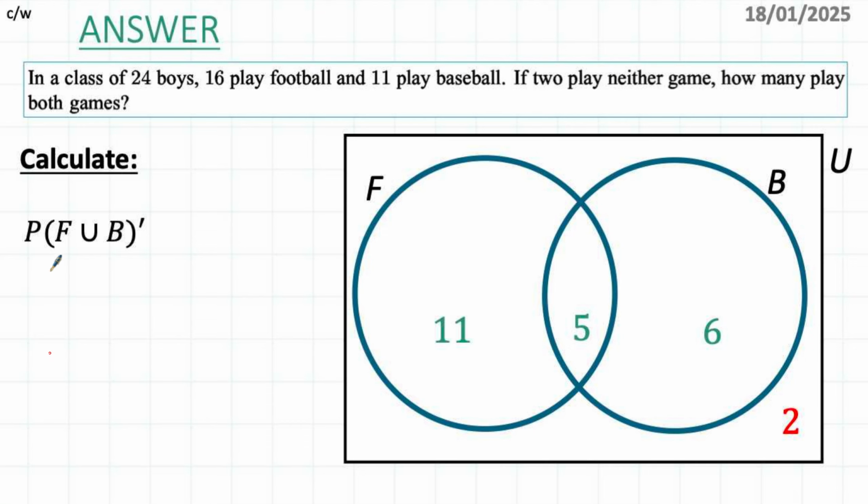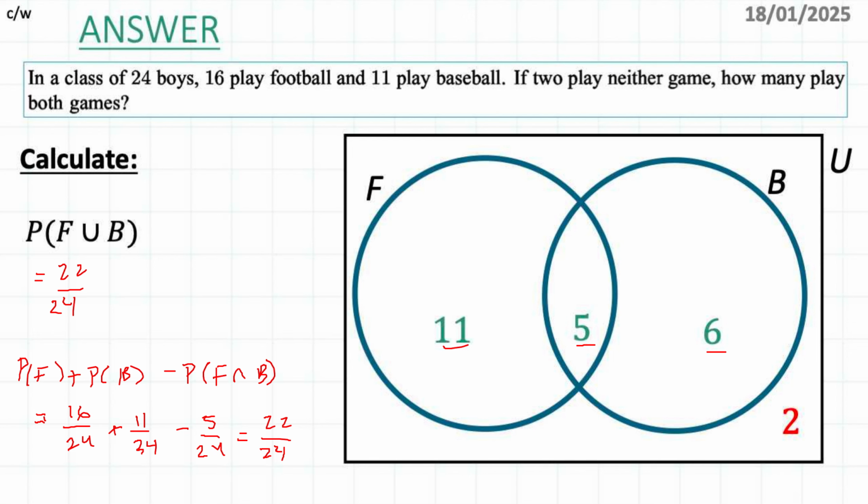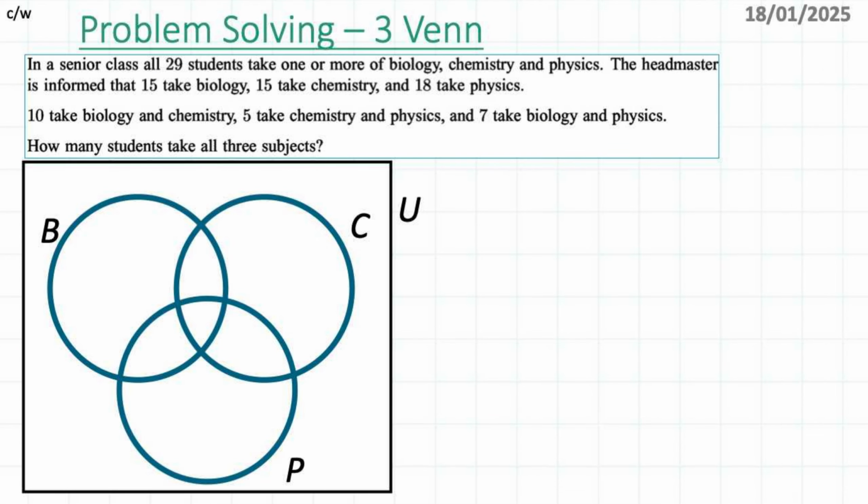And then in here, no need to do much. If you notice, the complement is on the outside. This is football or baseball, and then the complement of that. We already did football or baseball, which is 22 over 24, which means the complement of that would be 1 minus 22 over 24, which is just 2 over 24. Or you can understand what they're asking. So not football or baseball. So if you're not football or baseball, then you're playing neither. That would be 2 over 24.